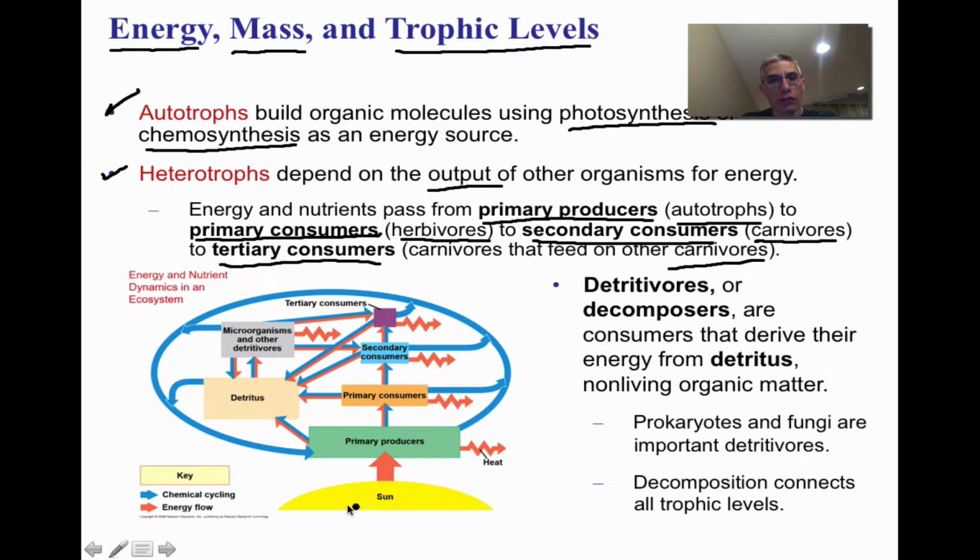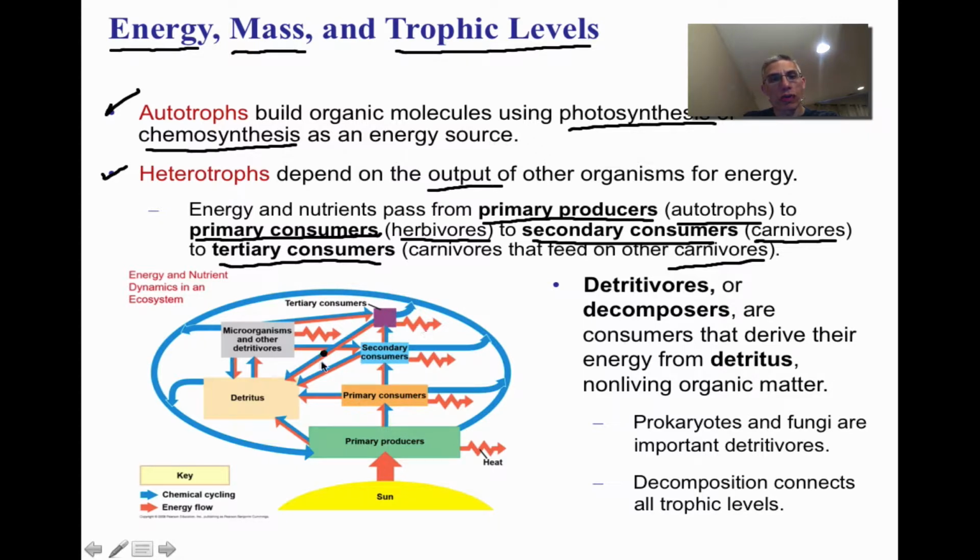So if you notice down here at the very bottom, we have the sun. That's going to be our primary energy source. That energy is going to move into the primary producers right here. And then, of course, we're going to have the energy and the nutrients move into the primary consumers, which were typically the herbivores. Then it's going to move into the secondary consumers. And then, of course, we're going to have possibly a very top group called the tertiary consumers.